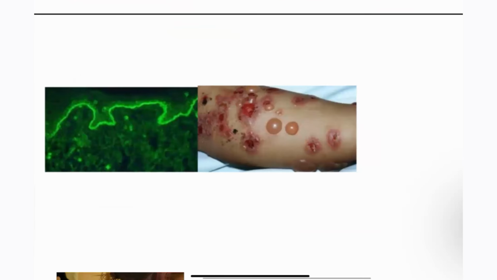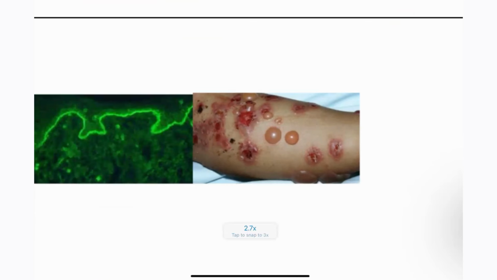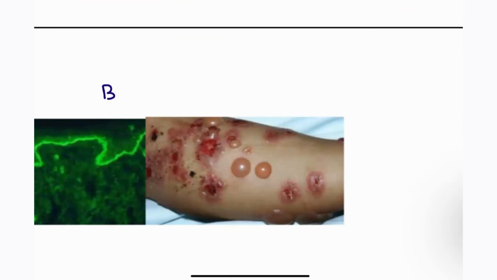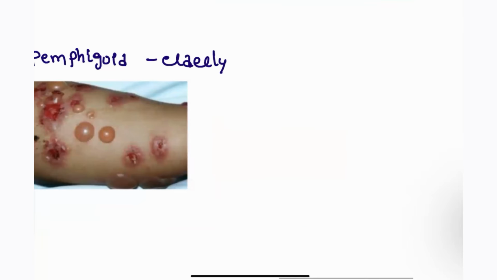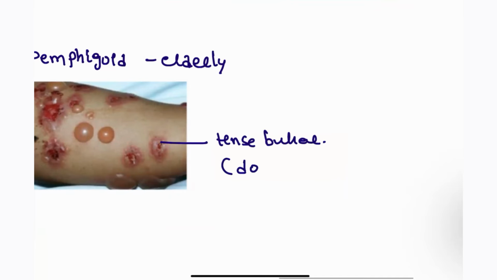Next, another condition that you can see here, this is known as bullous pemphigoid. Sorry, this is known as bullous pemphigoid. And this bullous pemphigoid is seen in the elderly. And these bullae, if you observe, are tense bullae. Still, it does look tense but it doesn't rupture. So it takes a long time to rupture.